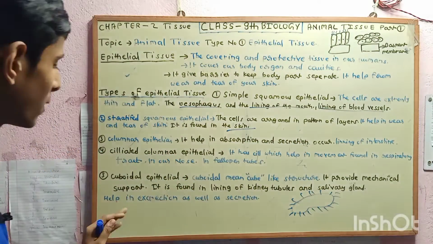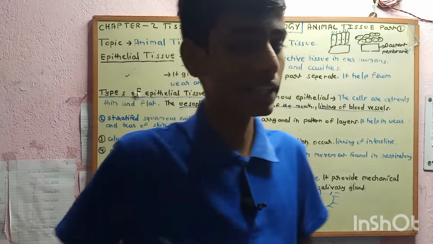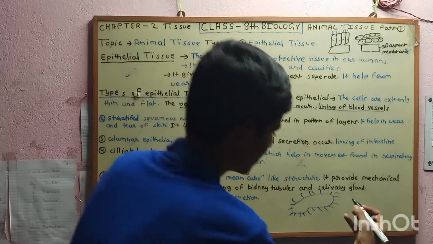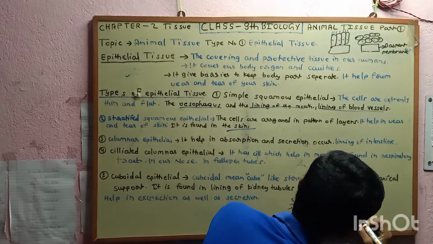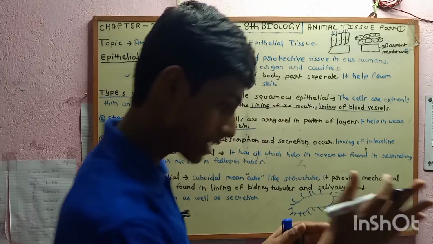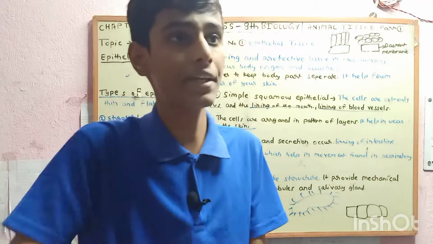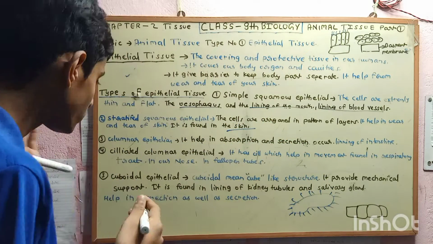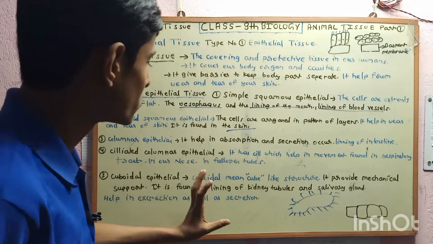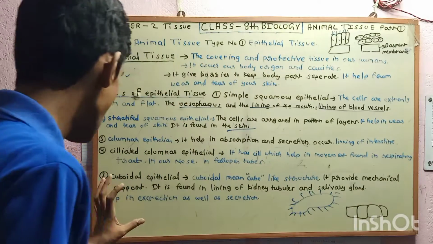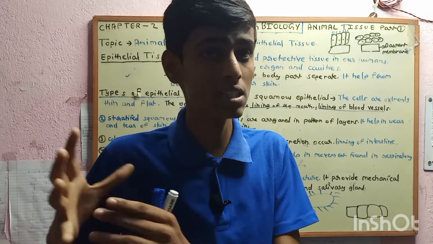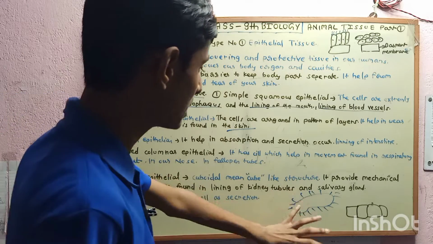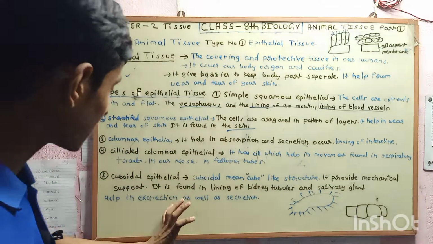So the fifth one is cuboidal epithelium. By the name we know that cuboidal means cube-like structure. If you see cuboidal epithelium, it is a cube-like structure. On the inside you will see cube-like cells, and on the upper side you will see some squamous-like cells. It provides mechanical support to your organs or tissues. It is found in the lining of kidney tubules and salivary glands. It helps in excretion as well as secretion.